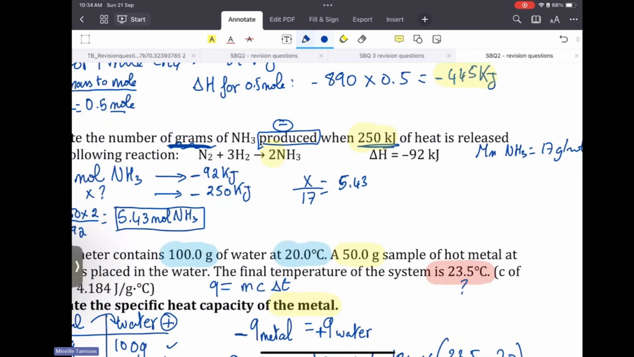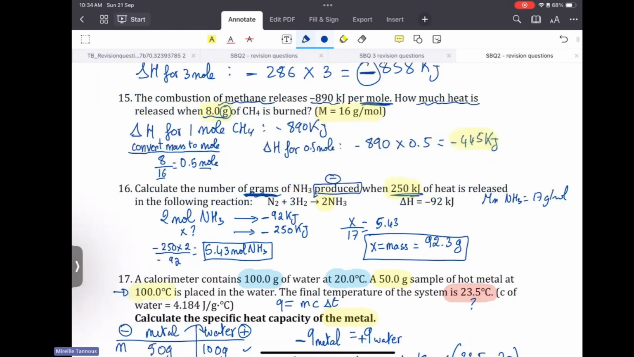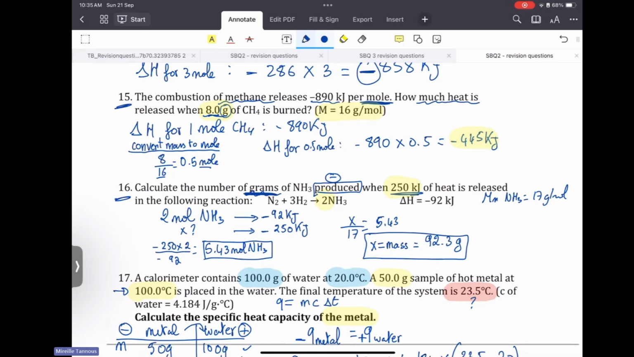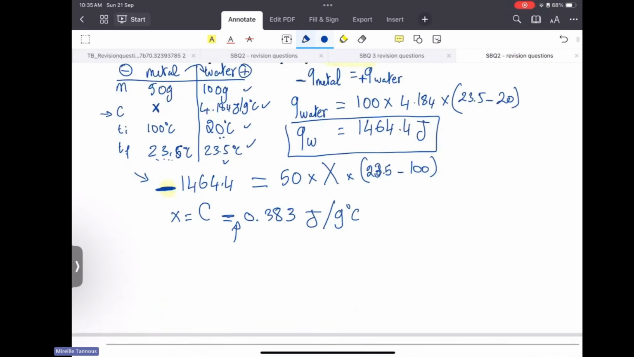So here, what is the mass needed? The mass needed of NH3 would be 17 times 5.43. It is 92.3 grams. So this is another example, question 15 and 16, but the question in 16 is a bit advanced, so flipping it in a different way. So the mass is not given to you in question 16, they are asking for it. Any questions?